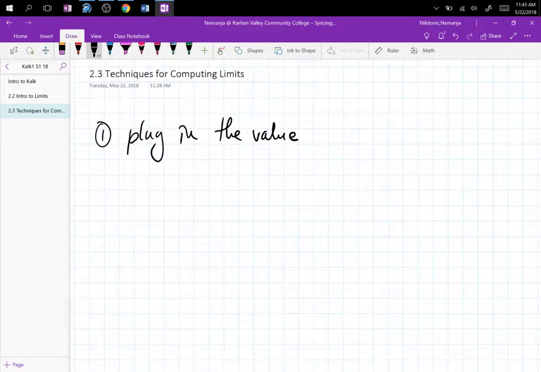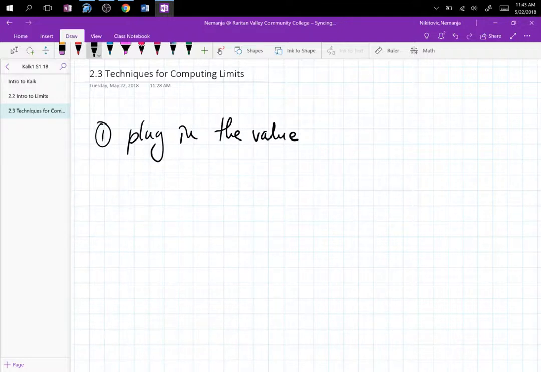Now, the most important thing about this is to understand that it doesn't work all the time. So if you get 0 in the denominator or anything weird starts happening, well, it's not going to work. And you can't claim does not exist, because the limit might exist. It's just that you're computing it the wrong way. This is the fastest and the most dangerous way to compute limits.